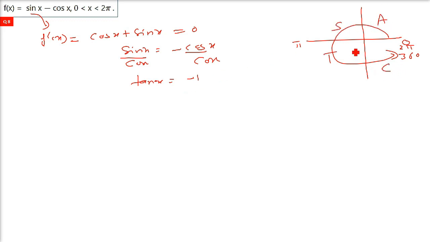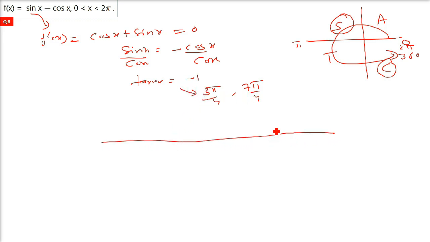Only in the second quadrant and fourth quadrant you are going to get it as negative. In the first and third quadrant you are going to get tan x as positive. So we have this 3 pi by 4 and 7 pi by 4. You already know how we arrived here, because tan x equals 1 will be pi by 4. So just subtract it from pi: pi minus pi by 4.